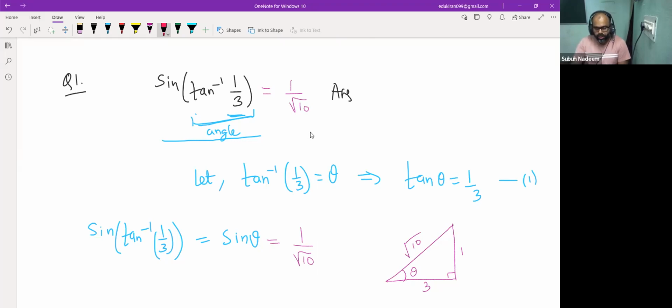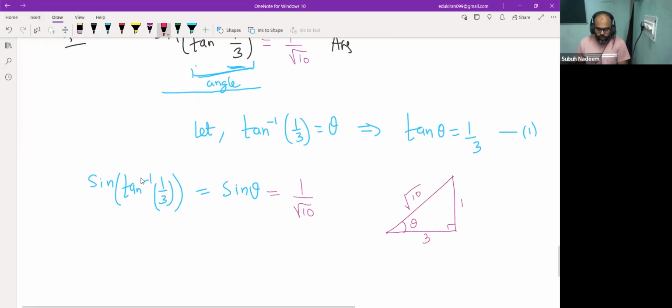So next question is for you, similar to this, the approach would be similar. You have to find cos of tan inverse 2 root 2.